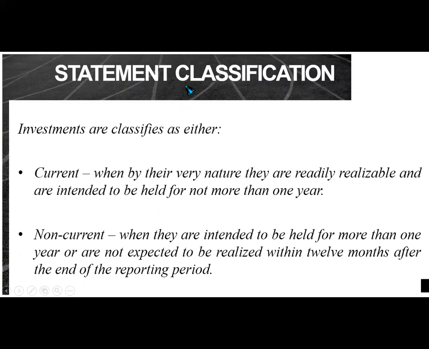So how do we classify investments in our financial statements? So basic natin, di ba? Kasi yung investment natin, since we consider it as asset, so sakto lang na yung classification niya would be either current or non-current. So kailan ba natin masasabi na current ang ating investment? So the investment is classified as current when by their very nature, they are readily realizable and are intended to be held for not more than 1 year.